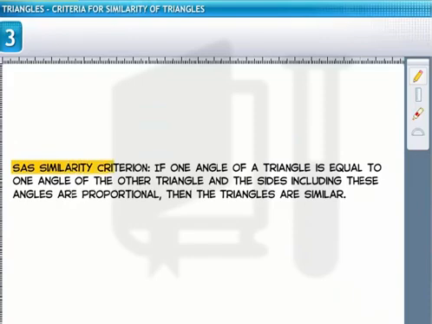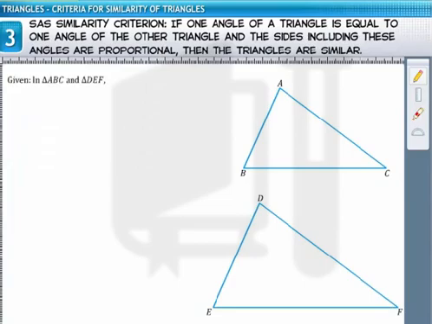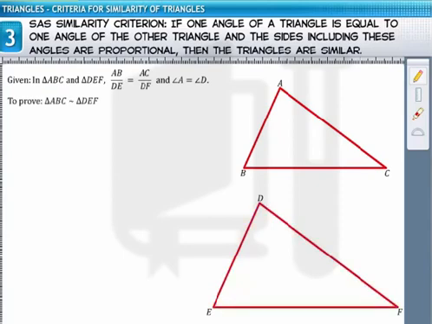By the SAS similarity criterion, if one angle of a triangle is equal to one angle of the other triangle and the sides including these angles are proportional, then the triangles are similar. Let's consider two triangles ABC and DEF. Here it is given that angle A is equal to angle D and AB upon DE is equal to AC upon DF. We will prove that triangle ABC and triangle DEF are similar.